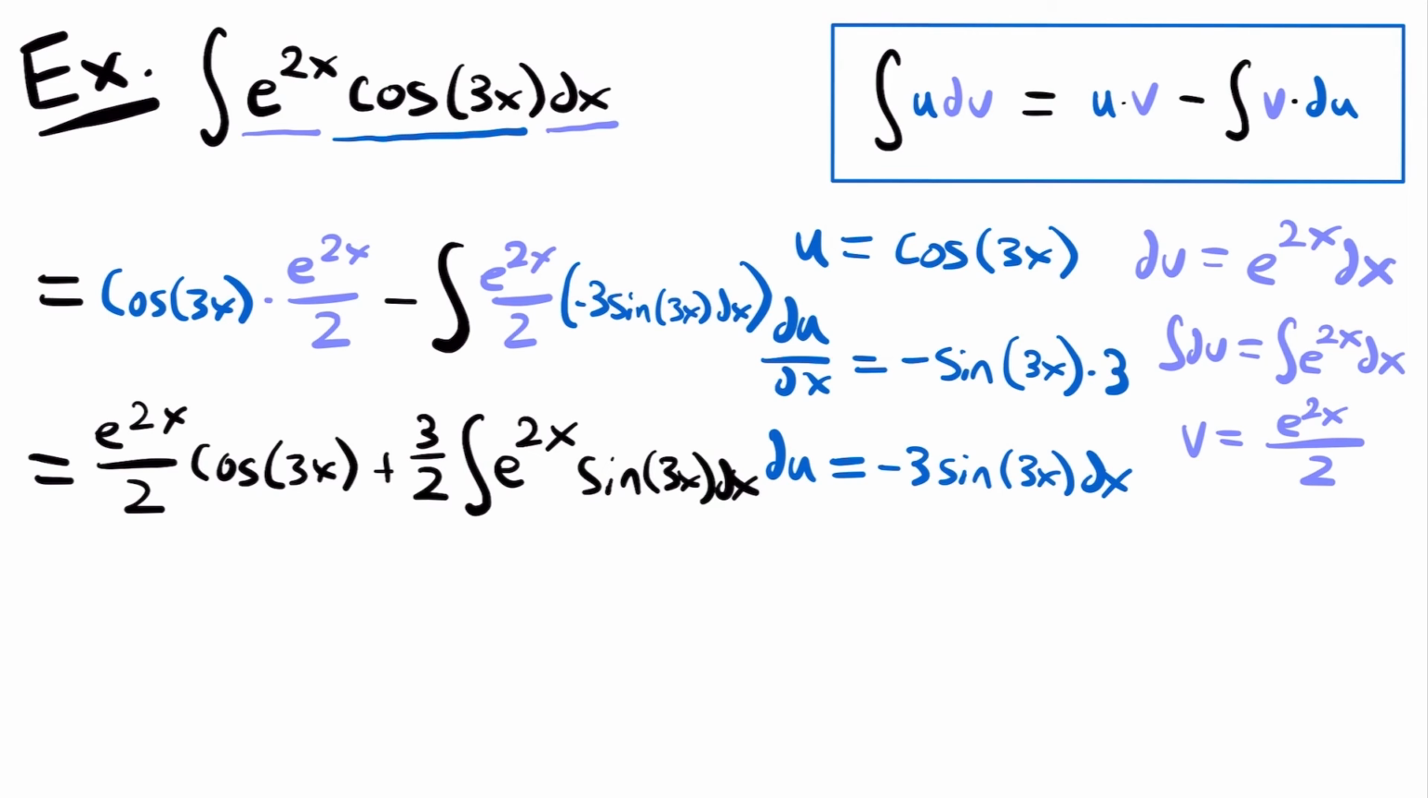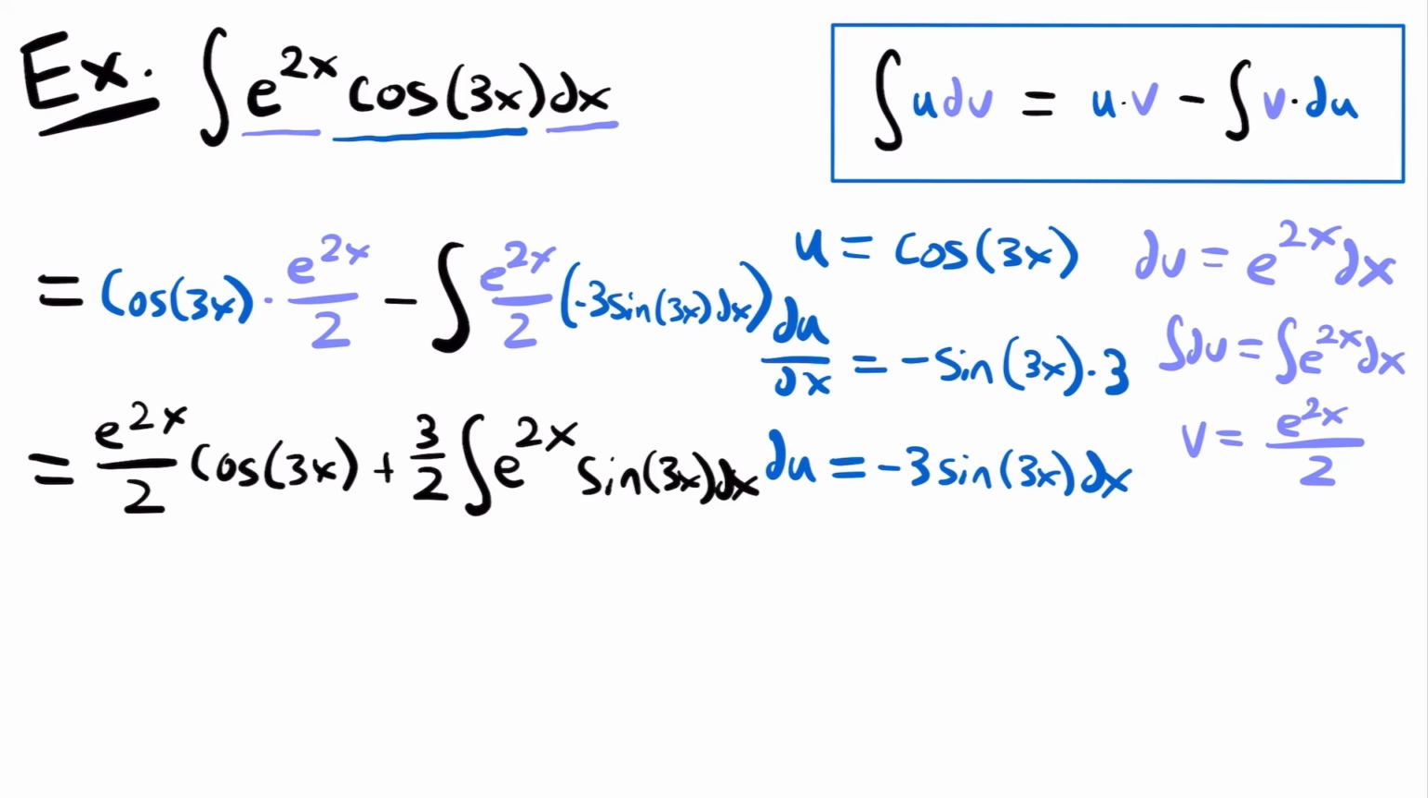Okay, so hopefully you're able to follow that. I pulled this negative 3 out to the front, so we had plus 3, and then I also brought out this 1/2, so now we have 3/2 out in the front of the integral. All right, and so if we look at the integral that we have here, it doesn't seem like it got any simpler than what we had before, right? We had the integral of e to the power of 2x times cosine of 3x, but now we have the integral of e to the power of 2x times sine of 3x. So it didn't seem to get any simpler.